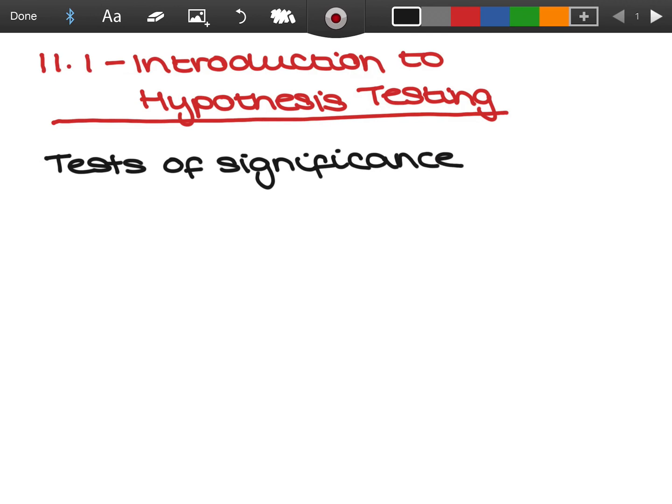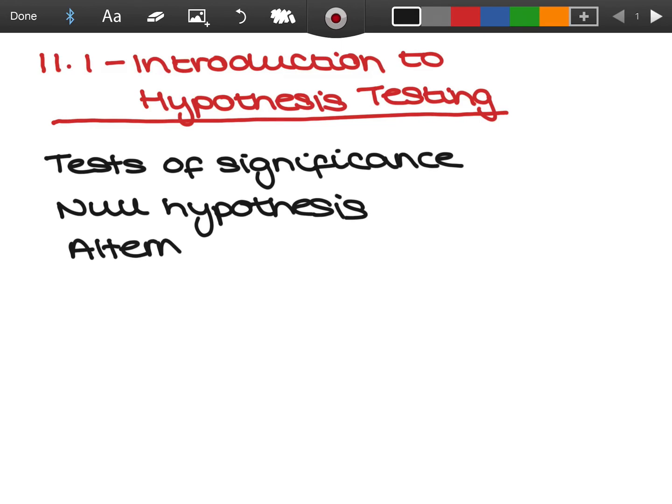So in a test of significance, we are always trying to test something called a null hypothesis. There will be two different types of hypothesis: a null hypothesis and an alternative hypothesis. And the purpose of one of these significance tests is to test whether the null hypothesis is true. And if it is not, then we're going to reject it in favor of that alternative hypothesis.